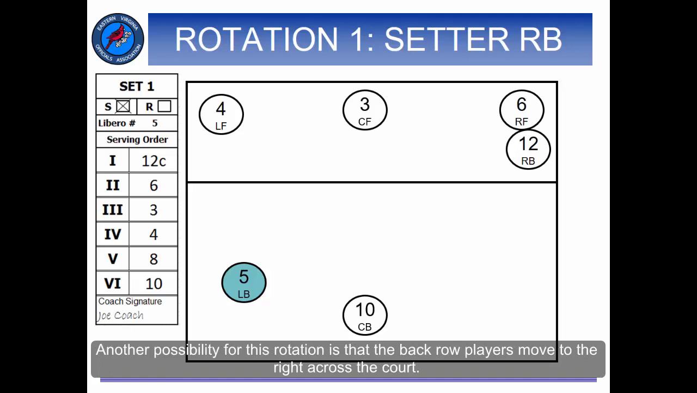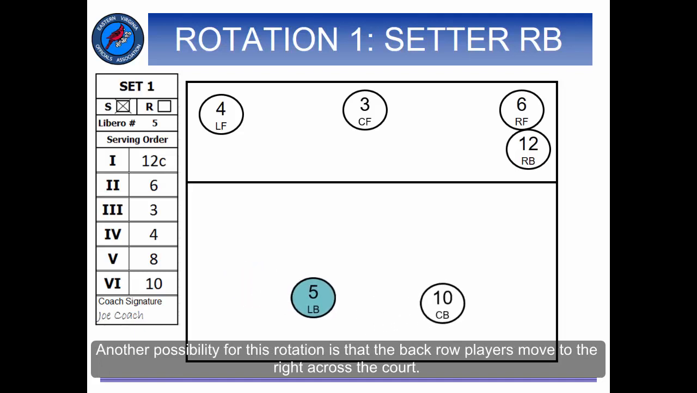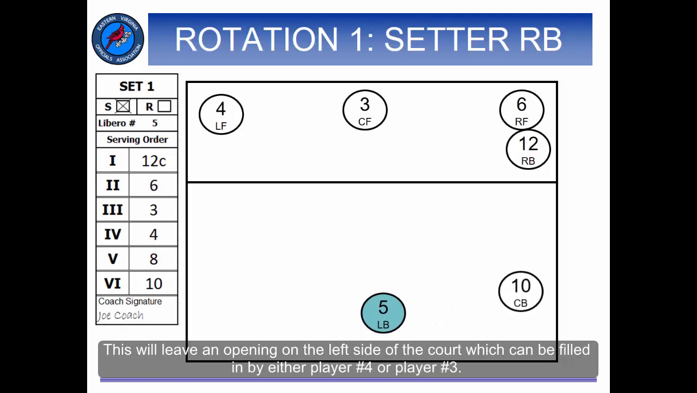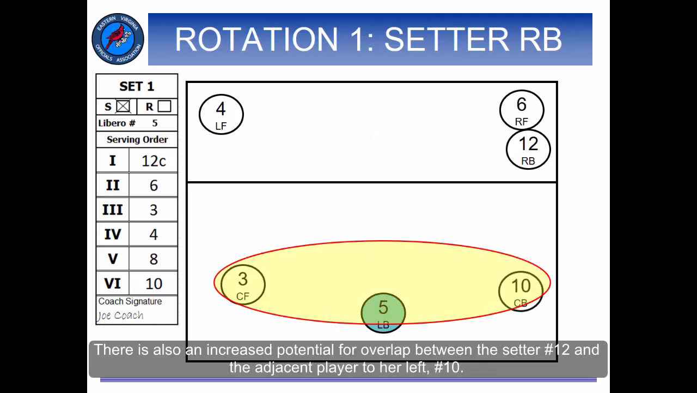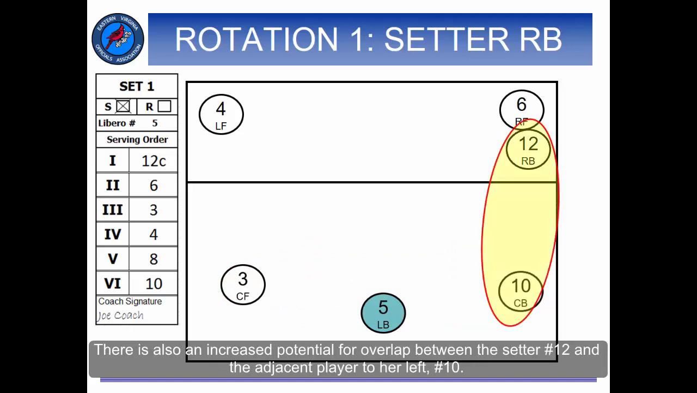Another possibility for this rotation is that the back row players move to the right across the court. This will leave an opening on the left side of the court, which can be filled in either by player number 4 or player number 3. If player number 3 moves back to pass, she must still stay in front of player number 10. There is also an increased potential for overlap between the setter, number 12, and the adjacent player to her left, number 10.